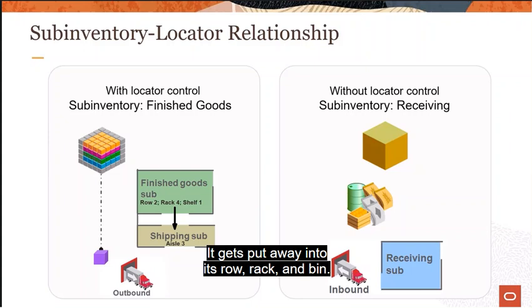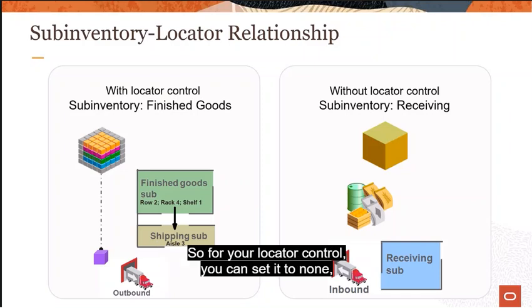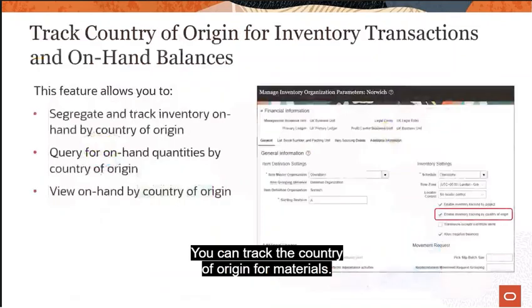Gets put away into its row, rack, and bin, and then you may, for your outbound side, because you have a fairly large dock, you can say it's going to go into this dock door, this dock door, this dock door. So for your locator control, you can set it to none, previously defined, dynamic entry, or you can have the item dictate that, hey, you need to track the locator control for this particular item.